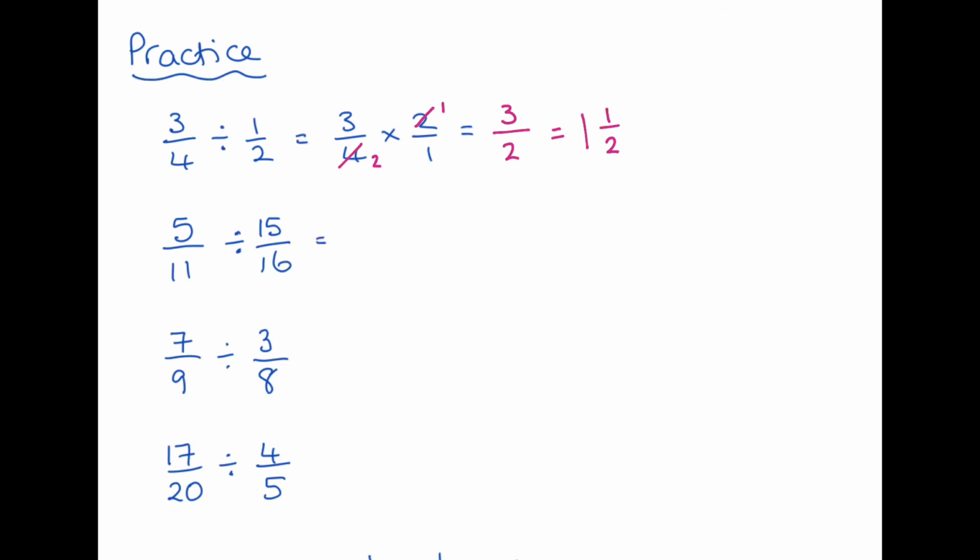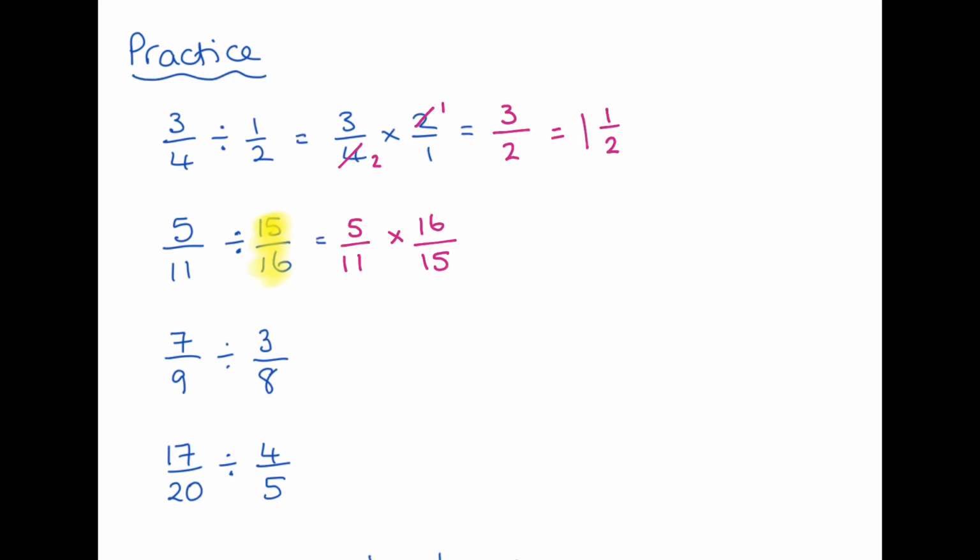So next one, we're dividing by a fraction, so we leave the first thing as it is, and then to divide by 15/16, we multiply by 16/15. So you change it to a multiply and you turn it upside down. And remember, we only do that with the second fraction. We don't do it with the first one. It's just this fraction that goes upside down.